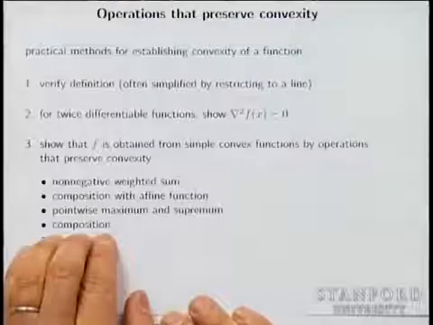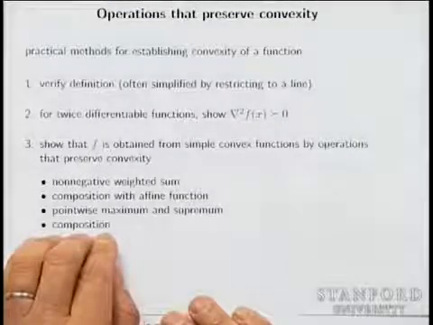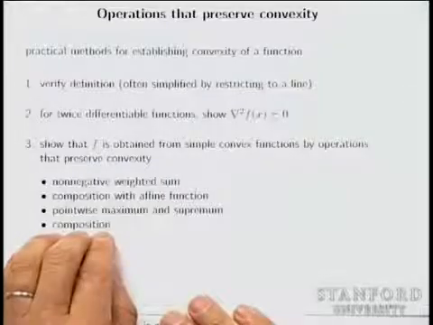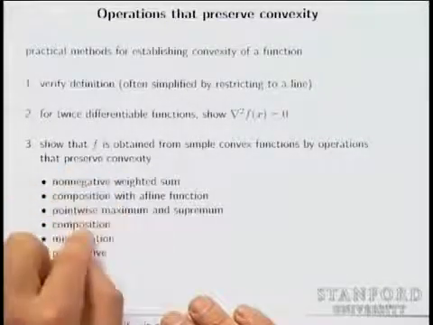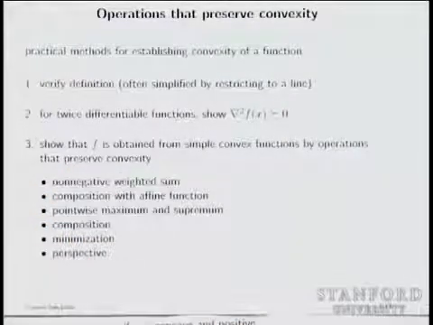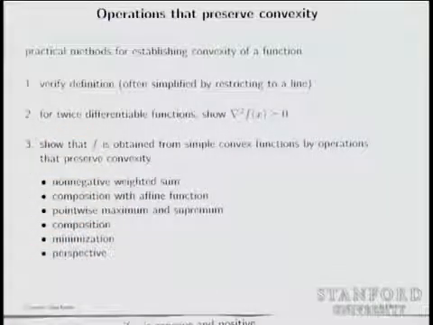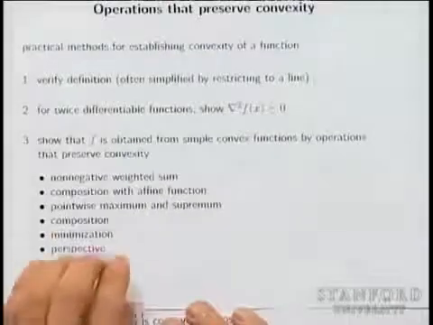Then we looked at composition. That's where we are now, and I'll finish that off now. I pointed out that this is not a minimal list. In fact, the minimal list, as far as I know, of the things covered here is basically like two. There are two operations that are used, because composition actually subsumes non-negative weighted sum and pointwise maximum supremum. So, all right, let's look at composition.